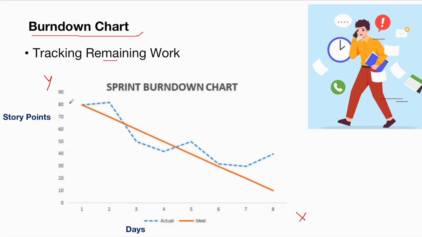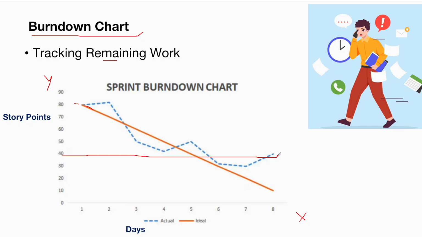At the start of day 1, let us say you have 80 story points to be completed. Your planned work is along this straight line. You are expected to complete by day 8, and this blue dotted line represents your actual work. If the blue line is above this orange line, it means you are lagging behind. If the blue line crosses and comes down below the orange line, it means you are ahead of your plan.